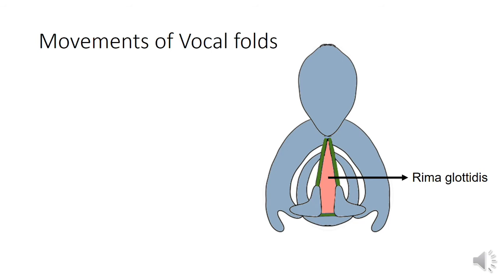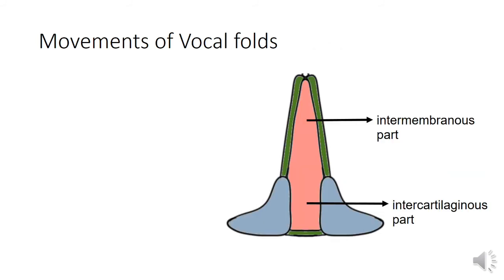We already saw in the previous video on the cavity of larynx that the rima glottidis has an intermembranous part, that is the part between the two vocal folds, and the intercartilaginous part, that is the part between the two arytenoid cartilages. Okay. So the rima glottidis has an intermembranous part and an intercartilaginous part.